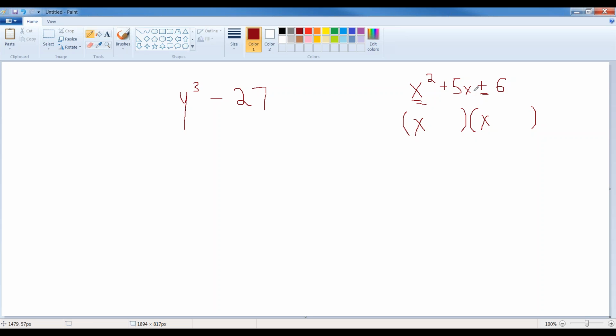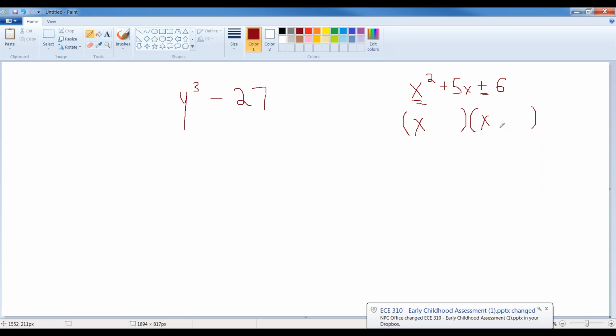Which means that if this is a positive number, these two numbers both have to be positive or both have to be negative. The reason is that two positive numbers multiply up to a positive, and two negative numbers multiply up to a positive. A positive and a negative number multiply up to a negative. So if this is positive, whatever these two signs are, they have to be the same.